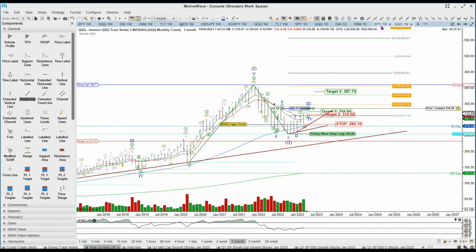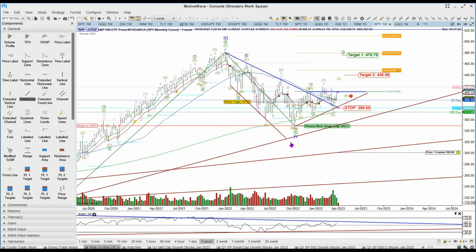Jumping right into the SPY, which is where I'm going to spend most of my time. Here we've got this little wedge potentially forming out here, which of course supports to the upside. We have our trend support and trend resistance for this leg here.